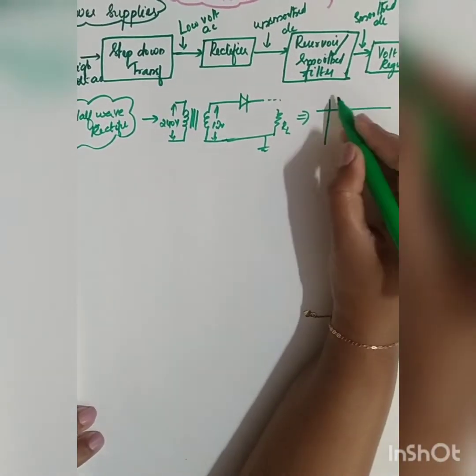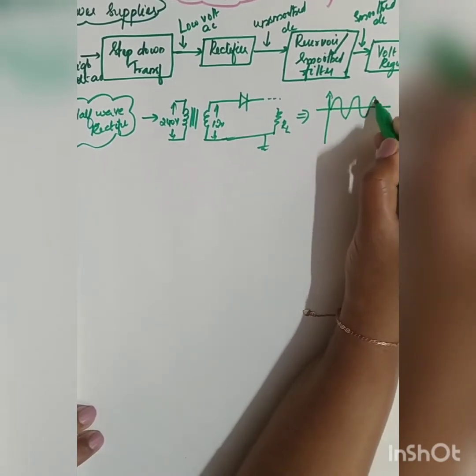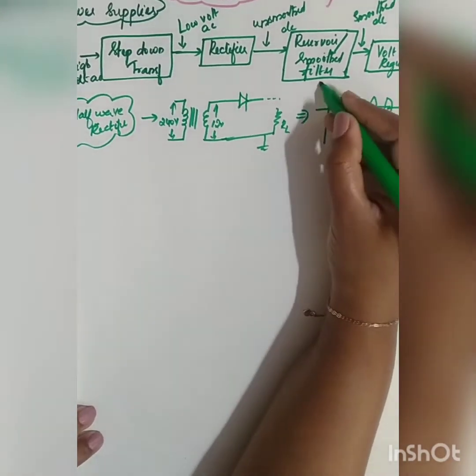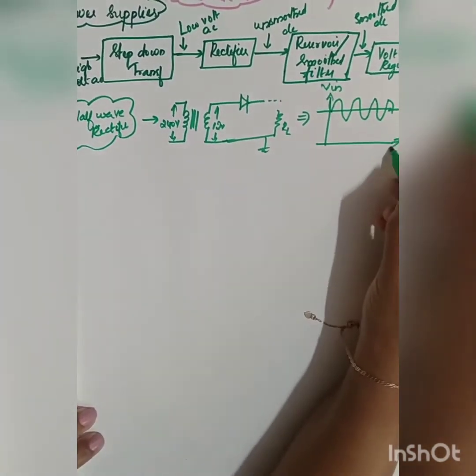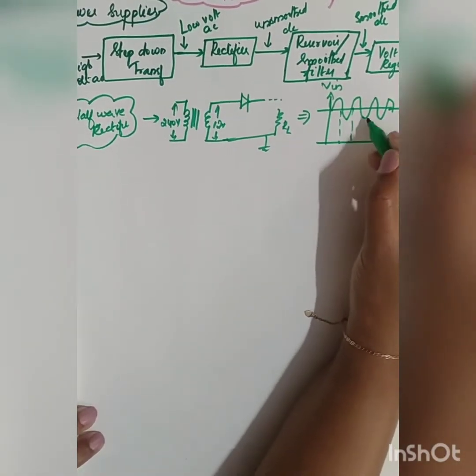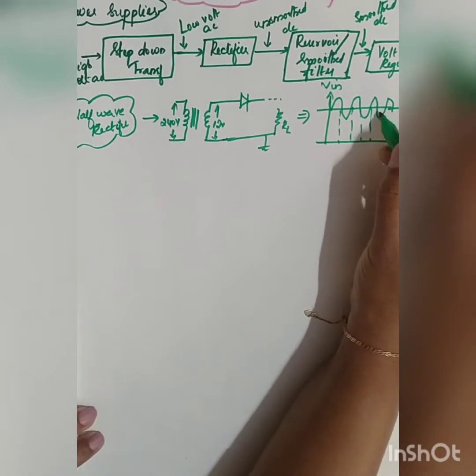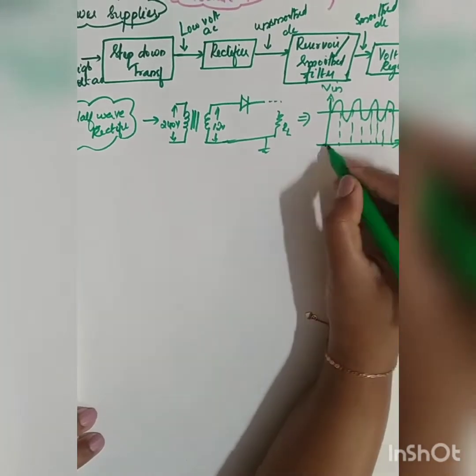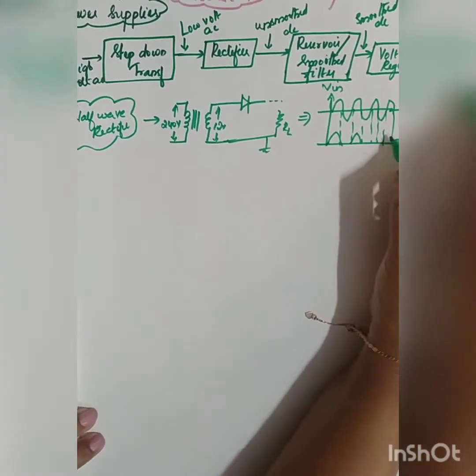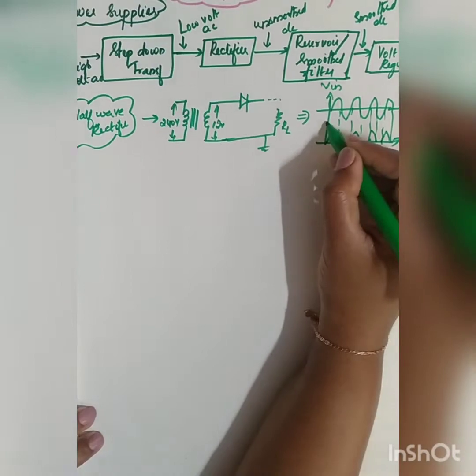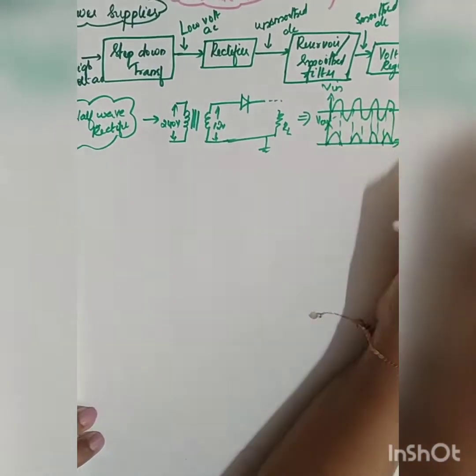So what was your output? Suppose the input was your sinusoidal signal V in. Your diode conducted only during one half cycle, that is only during the positive half cycle. Only during the positive half cycle you got the output. So this is your V out.